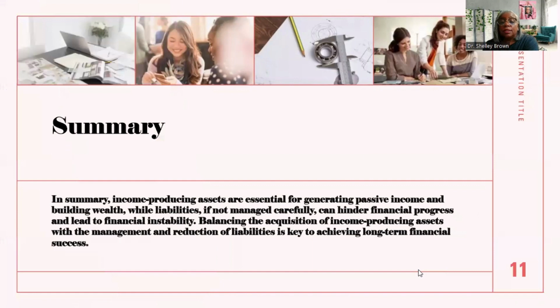So in summary, income producing assets are essential for generating passive income and building wealth, while liabilities, if not managed carefully, can hinder financial progress and lead to financial instability. Balancing the acquisition of income producing assets with the management and reduction of liabilities is key to achieving long-term financial success. So let's make sure we are making a plan to be on the positive side of things financially. And let's make sure that we are decreasing those things that are hindering us and putting us in a negative cash flow space.